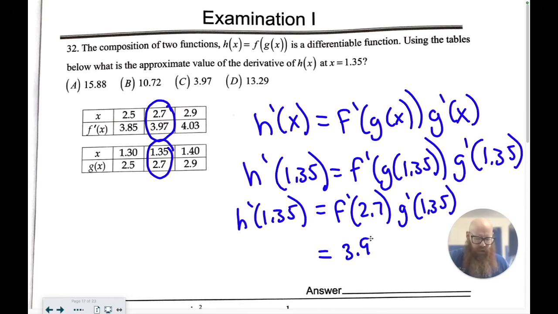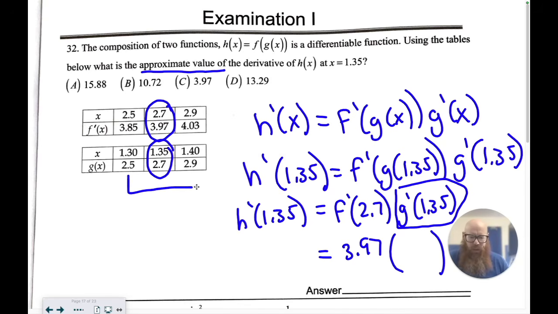That's 3.97. Now, this is how we're going to do this. And the giveaway is when they say, what is the approximate value? If they wanted the exact value of the derivative, then we would be able to find that. But approximate value means we're going to be using average rate of change to approximate instantaneous rate of change. So we're going to look at it kind of like algebra 1 slope. And if it's with the g function, we're going to use the point after and the point before.